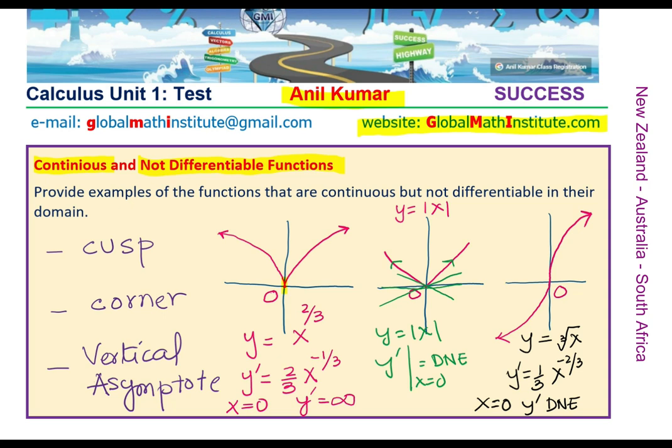As you can see, the three conditions where the functions are continuous but not differentiable are when you have a cusp, or when you have a corner, or when we have a situation with a vertical asymptote, as given in the last example. I hope it makes sense.